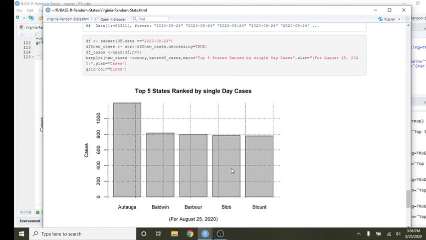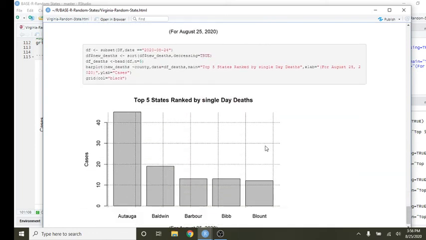Top 5 counties ranked by daily cases on the 25th, actually the 24th. Interesting that it's all the A's and B's again. I suppose that's probably the 5 most populated counties in Virginia. Deaths, I guess 20 isn't bad, but 50 is, when you're twice as high as your next lowest. That's probably not a good thing.